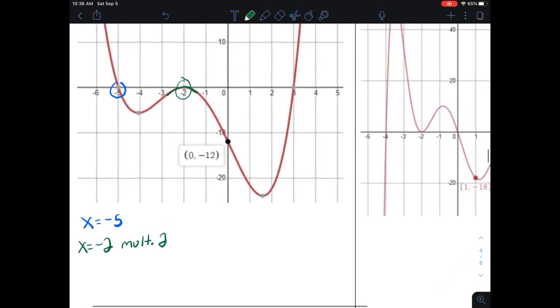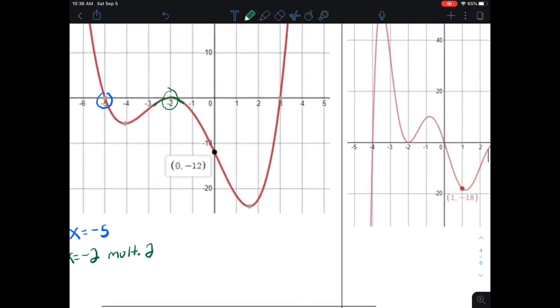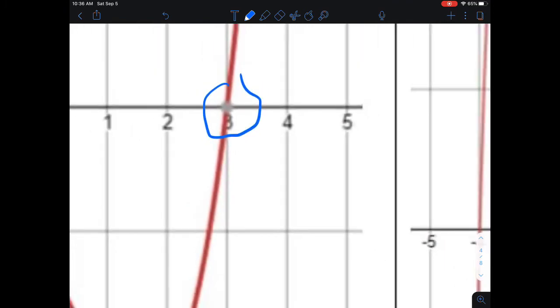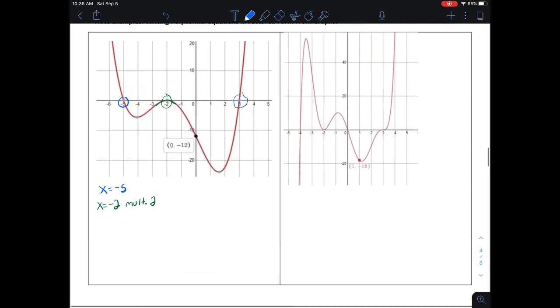And there is one more 0 we have here, and that is at x is equal to +3, and that one passes straight through like a line. That one's actually real easy to see, straight through there, multiplicity of 1. So I got x equals 3.